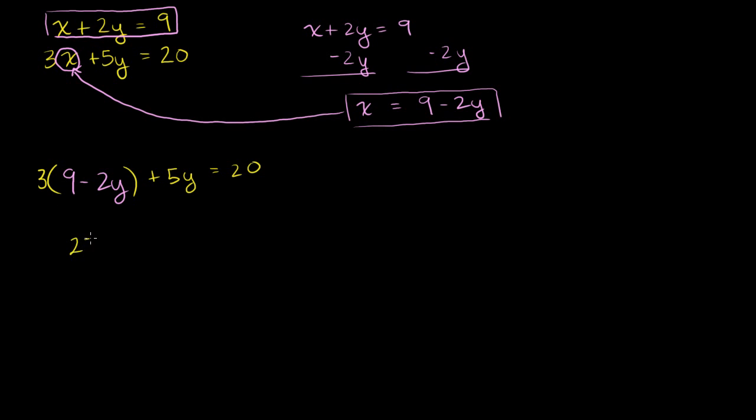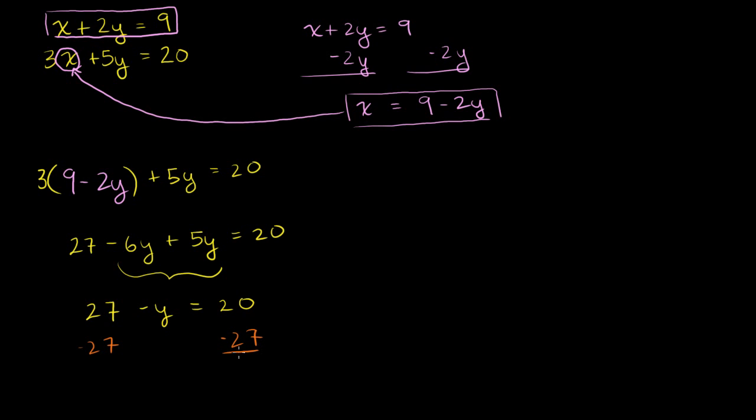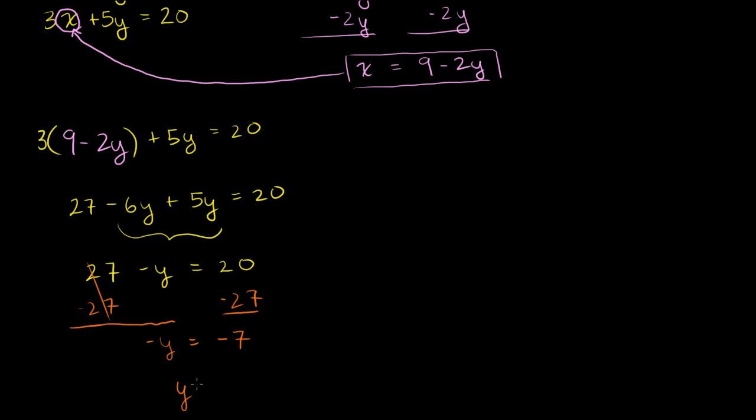So let's do that. 3 times 9 is 27. 3 times negative 2y is negative 6y, plus 5y is equal to 20. Add the negative 6y and the 5y, and you have 27 minus y is equal to 20. Let's subtract 27 from both sides. The 27s cancel out on the left-hand side, and you're left with negative y is equal to 20 minus 27, which is negative 7. And then we can multiply both sides of this equation by negative 1. We get y is equal to 7.